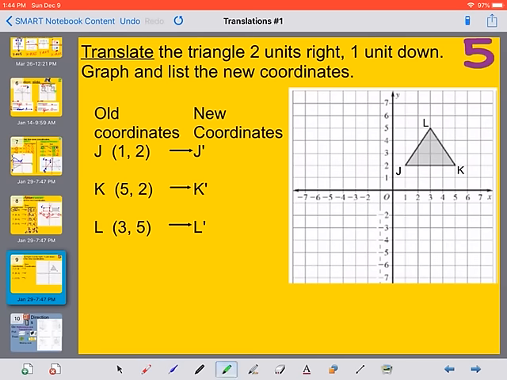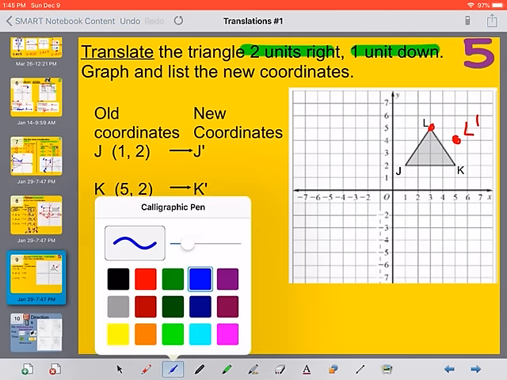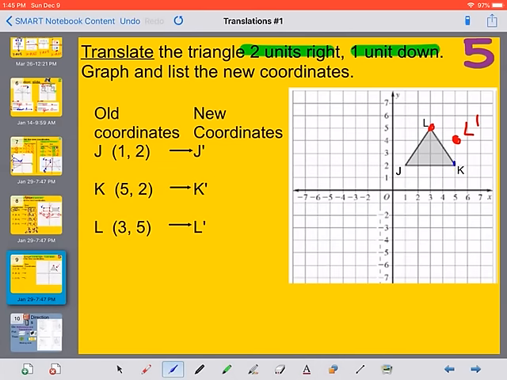It says translate the triangle, this one's actually correct, 2 units right and 1 unit down. So 2 units to the right, I'm just going to start with L. 2 to the right would be here, but we're also going 1 unit down. So there's our new L, L prime. Then I'm going to do K, 2 units to the right and 1 down. There's K prime. And J, 2 to the right and 1 down, J prime. So we're going to connect our dots to create our triangle. Should have the exact same shape, just 2 to the right and 1 down.